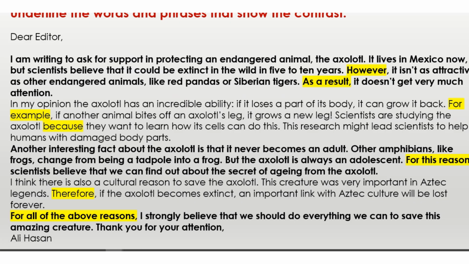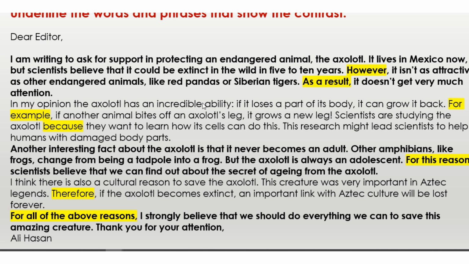Here, another one. Let's go back to the axolotl one. You just need to read it again if you like. Here, I want you to concentrate on the words in yellow. However, as a result, for example, because, for this reason, therefore, for all of the above reasons, these words are called linkages. They link ideas together, whether they are similar ideas or opposite ideas.